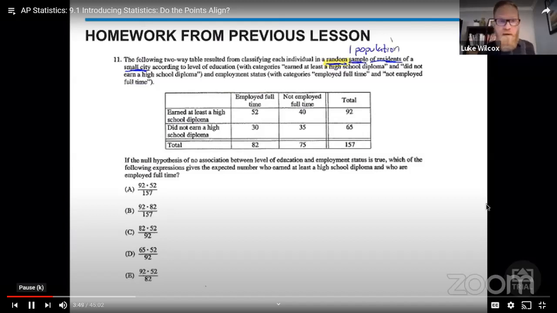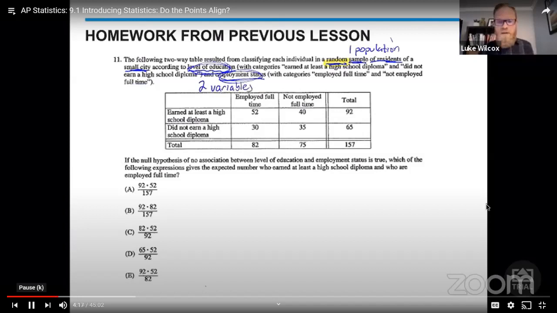And then let me keep reading here. According to level of education, with categories earned at least a high school diploma and did not earn a high school diploma, and employment status, with categories employed full-time and not employed full-time. Now what it sounds like to me is we have two different variables, level of education as well as employment status, both of which are categorical variables. So I'm definitely seeing two categorical variables here.